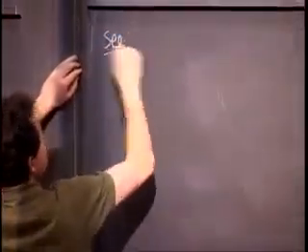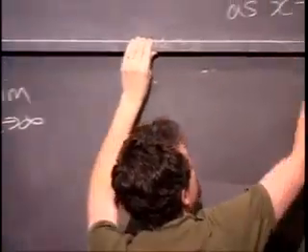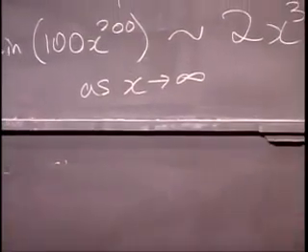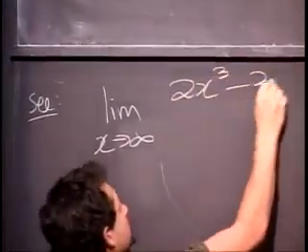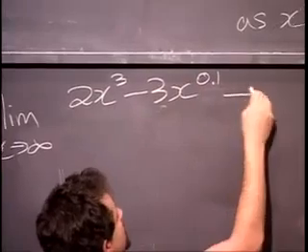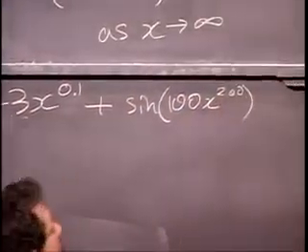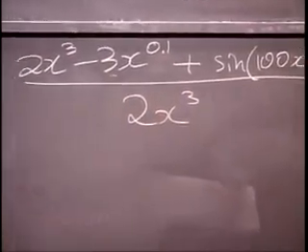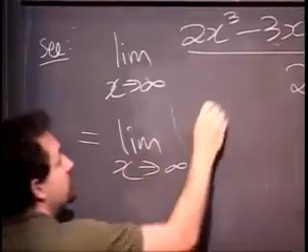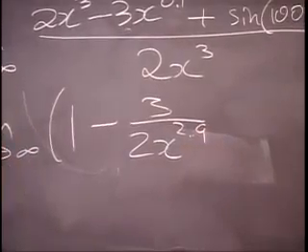Here's the proof. Limit as x goes to infinity. I should have said here as x goes to infinity. Whenever you write a twiddle, you have to say as x goes to something. So the limit as x goes to infinity of the ratio, this time we have a sine 100x to the 200, and we divide this by 2x cubed. So this time we get 3 terms. First one is 1. The second is 3 over 2x to the 2.9 as it was before. But now we have an extra term.